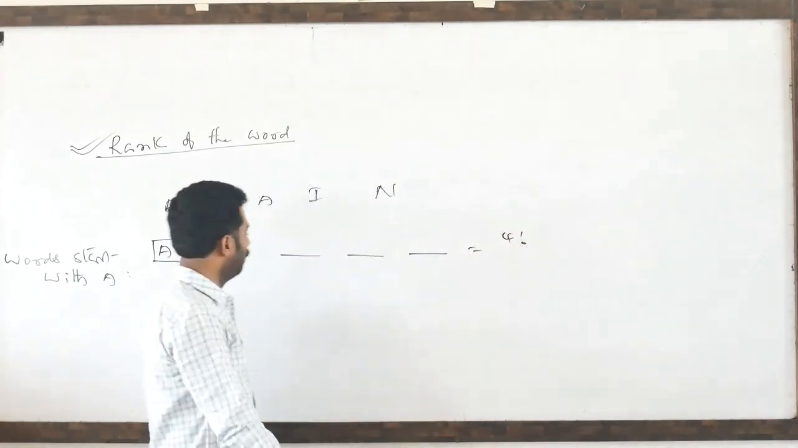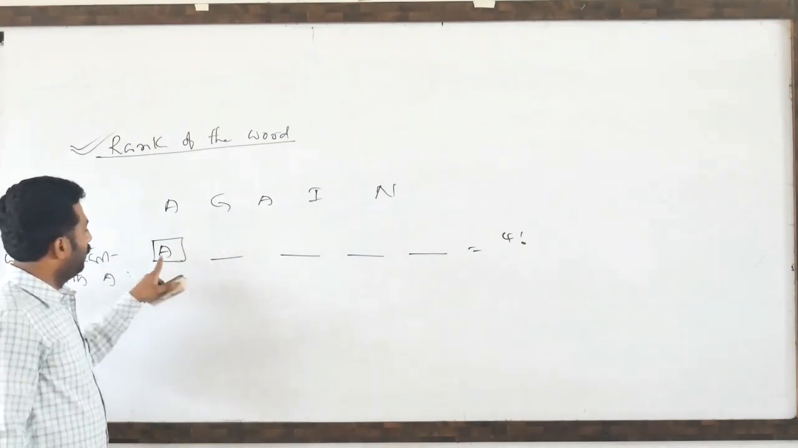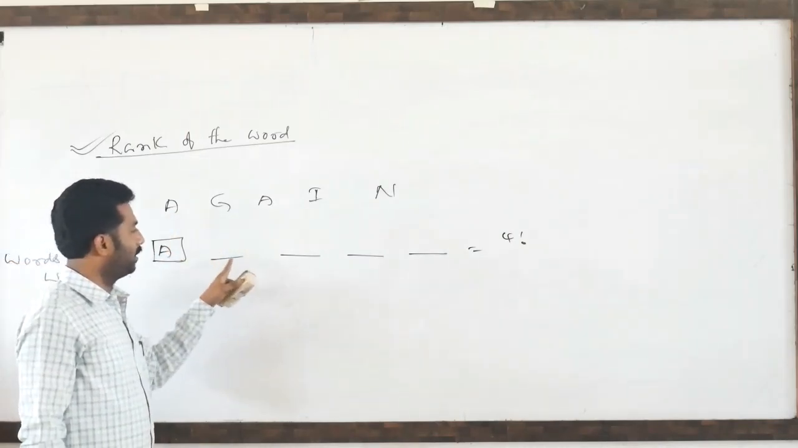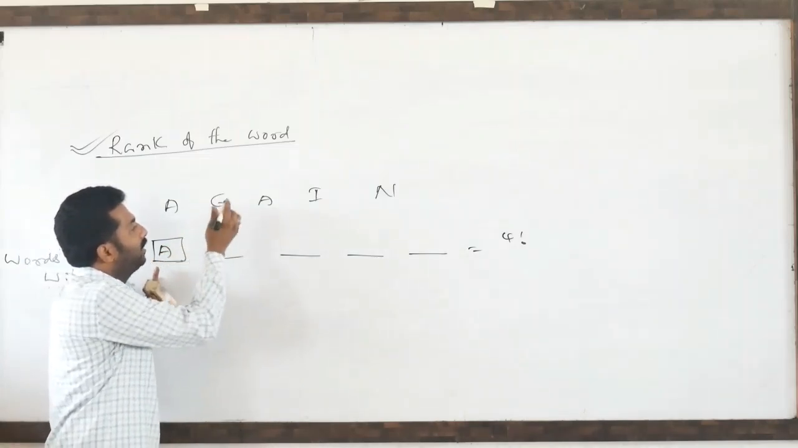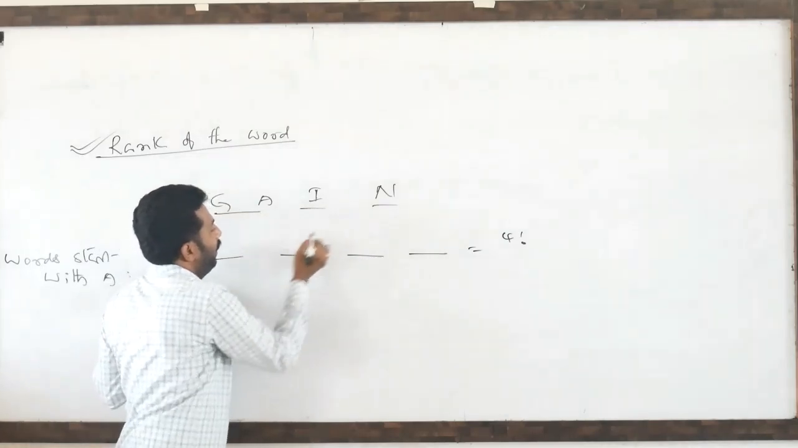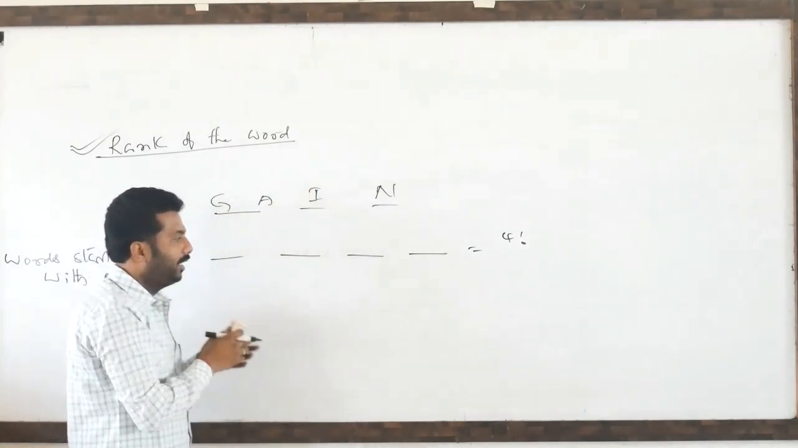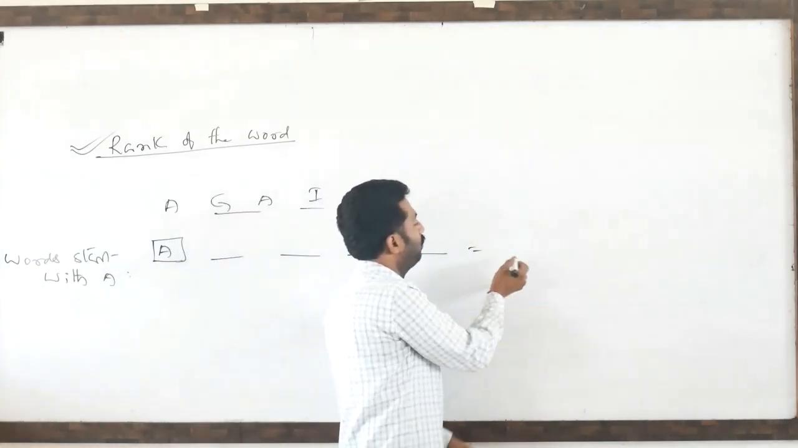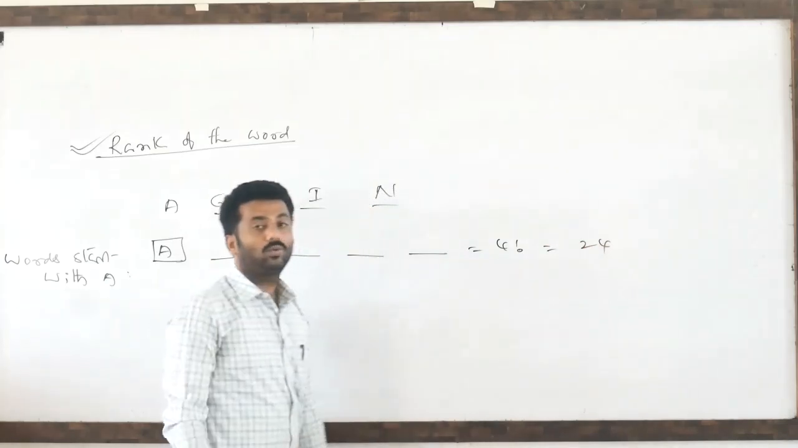4 factorial. Okay, this is A, fixed here. The remaining words: how many letters are there? G, A, I, N. 4 places, 4 blanks. How many ways can we interchange them? 4 factorial ways. So total 24 words are there.